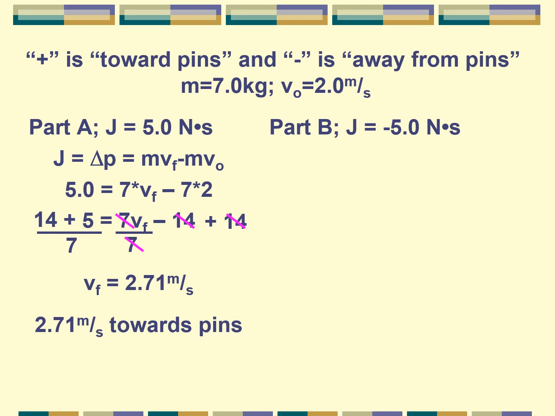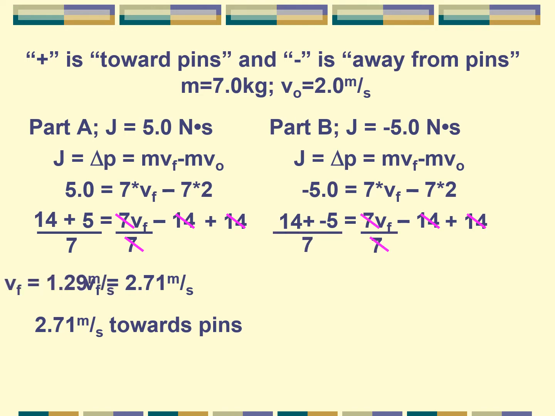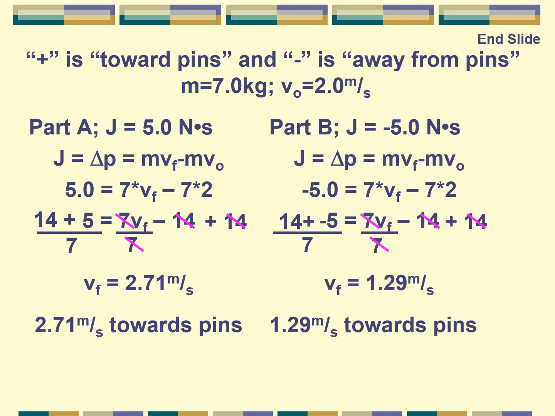In part B, we have a negative impulse, which is negative 5.0 newton seconds. We'll go ahead and plug that in our equation. We get impulse is going to be equal to change in momentum. So we get negative 5 is going to be equal to 7 times final velocity minus 7 times 2. Again, that's going to be 14. We add that 14 to both sides. That cancels the 14 from the right side. And then we divide by 7. And that gives us the final velocity is going to be 1.29 meters per second. Now, because this is positive also, that means it's going to be towards the pins again.